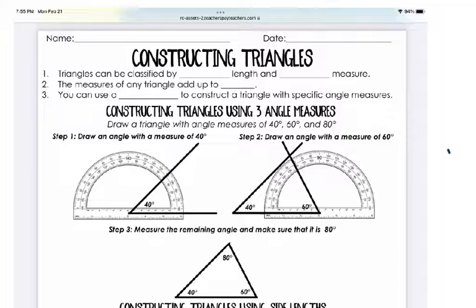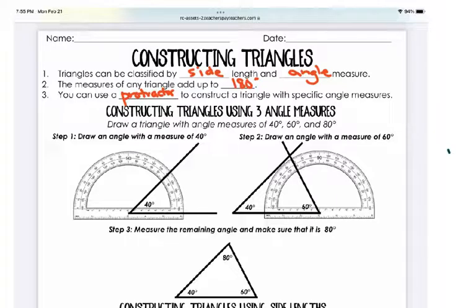But we just have some little blanks to fill in up above, and number one, it says triangles can be classified by side length and angle measure. Now remember, one of the most important things that we talked about last week is that the angle measures of any triangle add up to a total of 180 degrees. And of course, you can use a protractor to construct a triangle with specific angle measures.